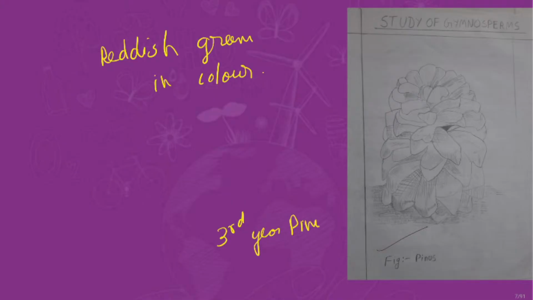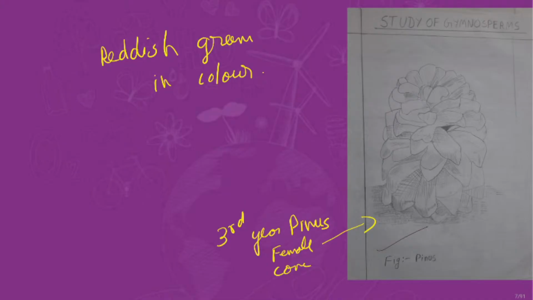Pinus female cone. This is the third year Pinus female cone. In the first year, cones are compact and sporophylls are closely arranged. In the second year, the cones are large in size and woody in nature, but sporophylls are still compactly arranged. In the third year, cone becomes loose. Sporophylls separate from one another due to elongation of the cone axis.